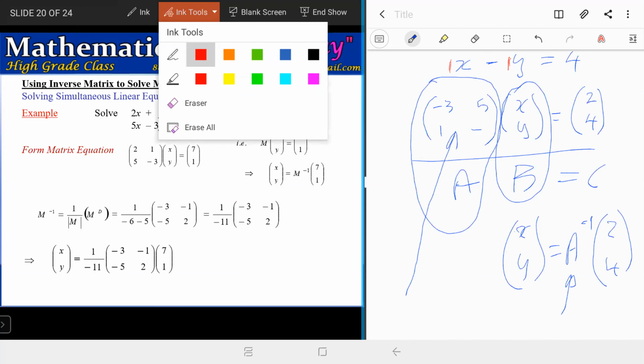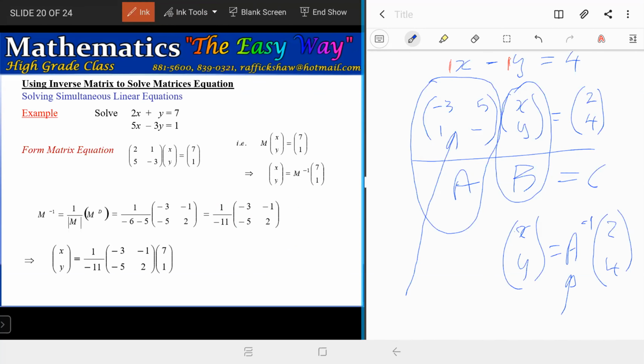Let's look at it, guys. This M to the -1 that was here, I put right here, but I'm leaving the fraction for last. Then I'm going to multiply the values first. I'm going to multiply these two matrices first, and leave the fraction for last.